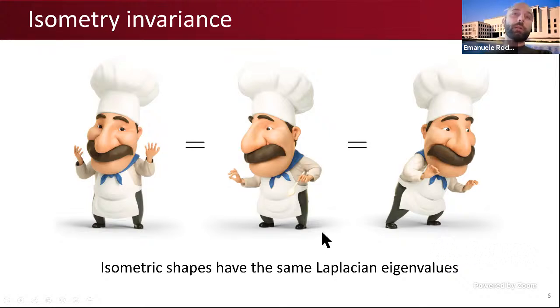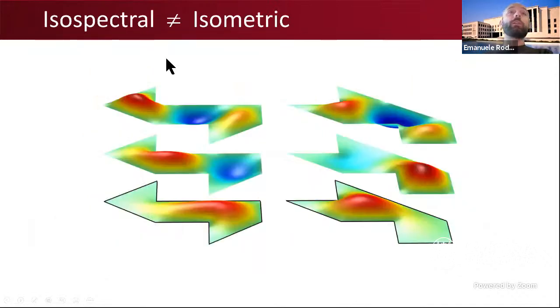Now, the opposite question is interesting. Is it true that if two shapes are isospectral, then they are isometric? This is what I'm wondering. Well, unfortunately, the answer is no. So being isospectral does not imply being isometric. And this has been proven a couple of decades ago, I believe, maybe 30 years ago, by showing the existence of counterexamples. So if you look at these two shapes down here, just concentrate on the contours, these two shapes are not isometric, but they are isospectral.